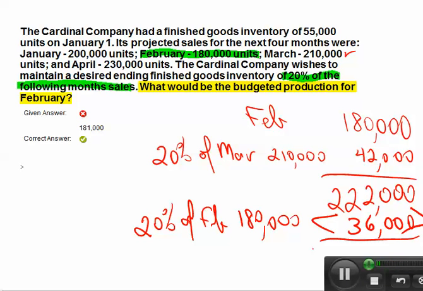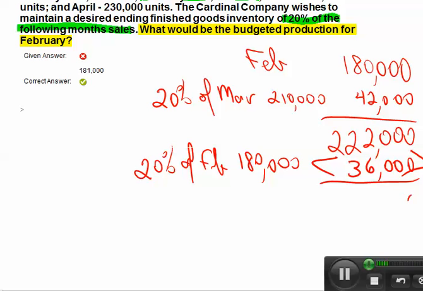So I can subtract that from the 222,000. That looks like 186,000 units are the number of units that I would need to produce in the month of February based on this question.